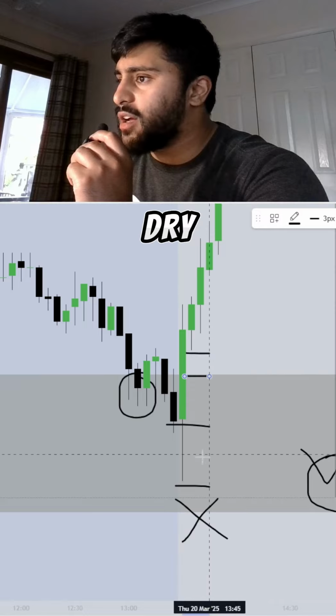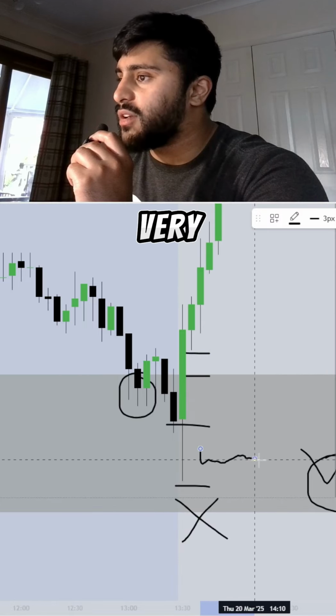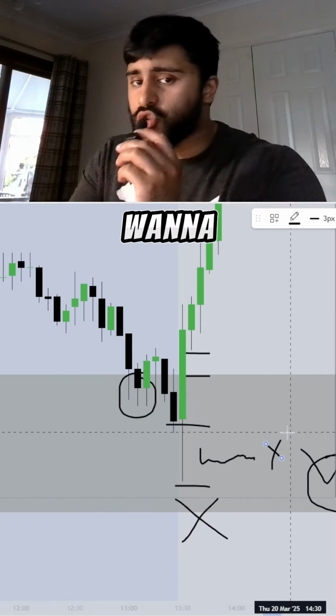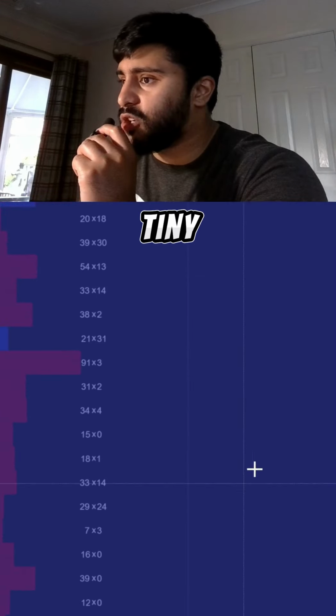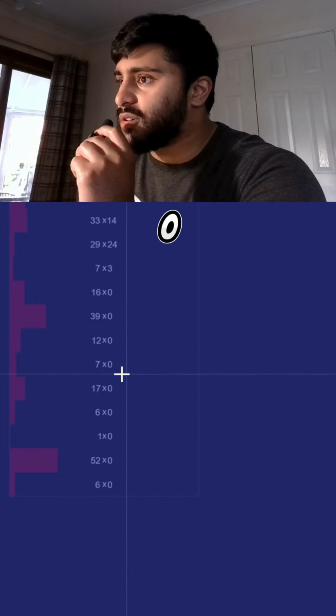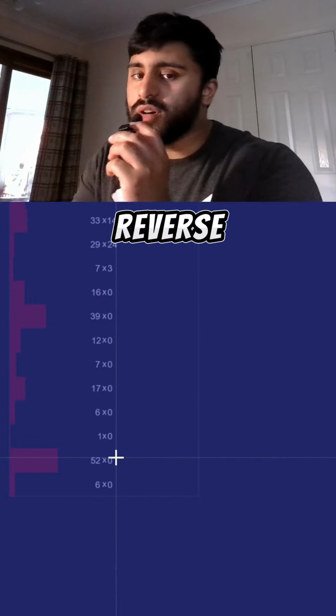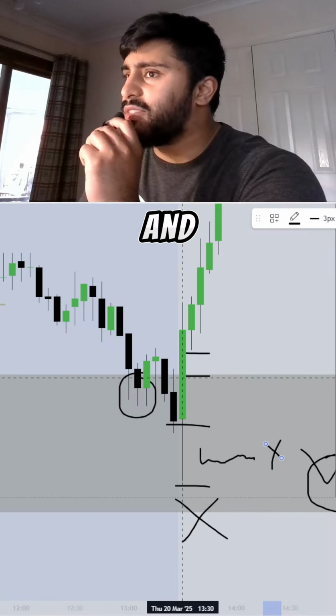We also had a dry up of volume over here. So the volume here became very low, which meant the buyers and the sellers didn't want to trade at this price. Now we can see that from so many zeros over here. Look at this tiny volume over here. We see 0, 0, 0, 0, 0, which means the market wants to reverse. So we're seeing sellers that fail and the market wants to reverse.